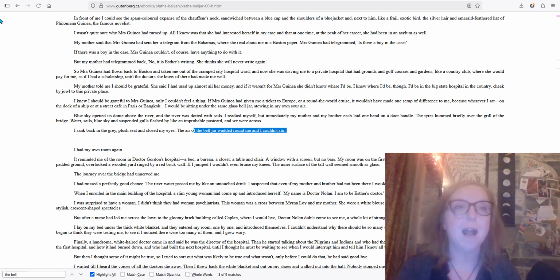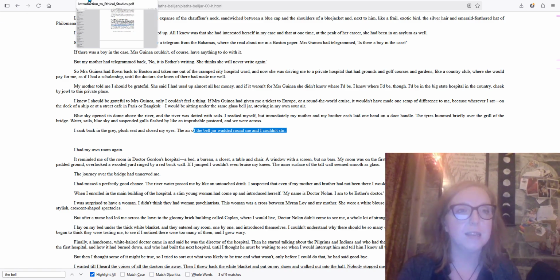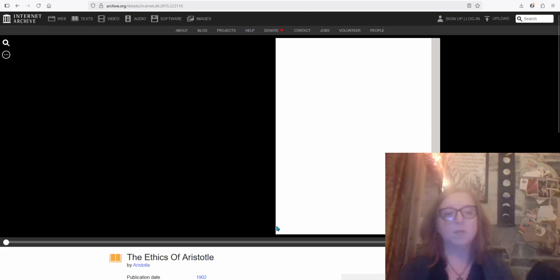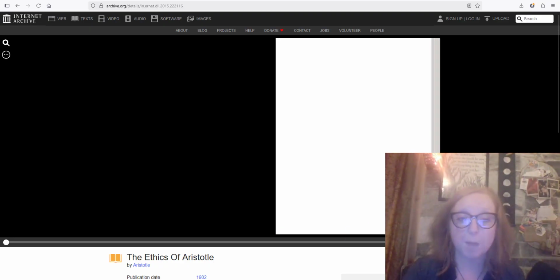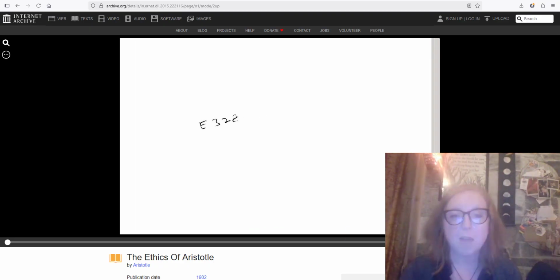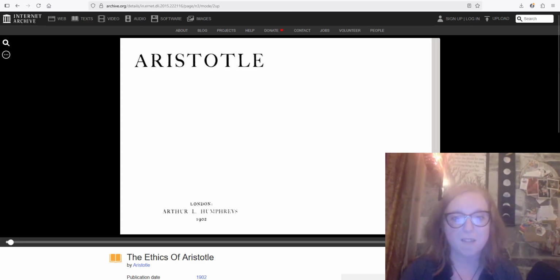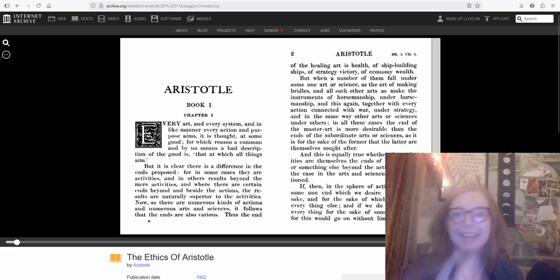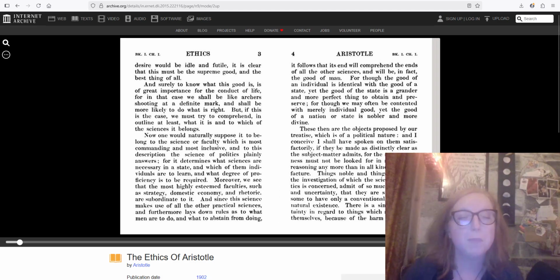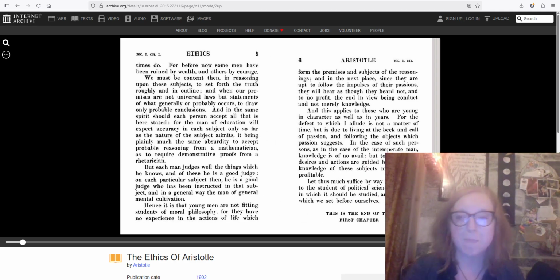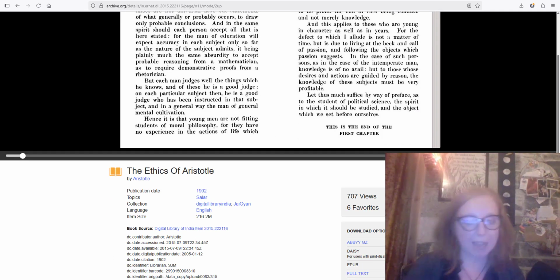So for that reason, I might turn to something like the Internet Archive. Now, this is the Internet Archive's copy of the Ethics of Aristotle. What I love about the Internet Archive is, as you can see, it is the original book, and I am flipping through it just like I would on a Kindle. And I am looking at the book in its original format. And if I look down here, I can find all the information I need to cite it as well.